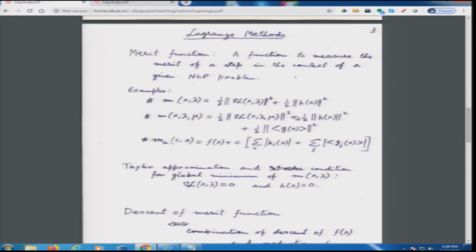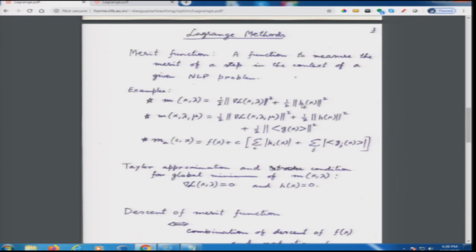The square half is just to ensure that when the square is differentiated, you get this cancelled. So, half of the grad L square plus half of the constraint violation squares. This set is the total of the violation of the equality constraints, and this is the same thing for inequality constraints.